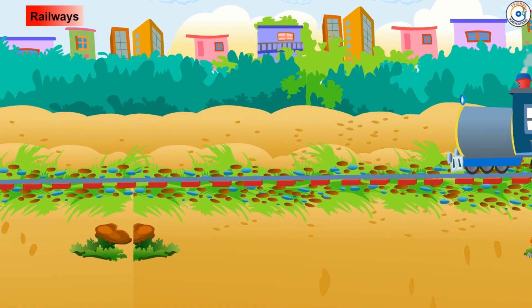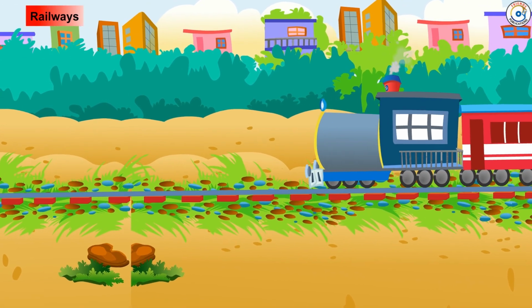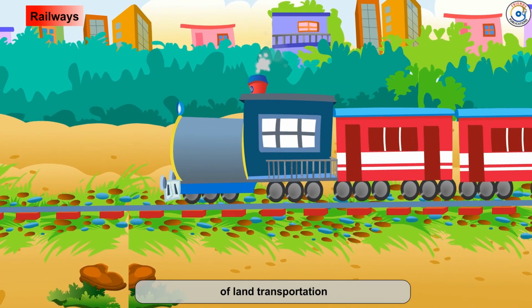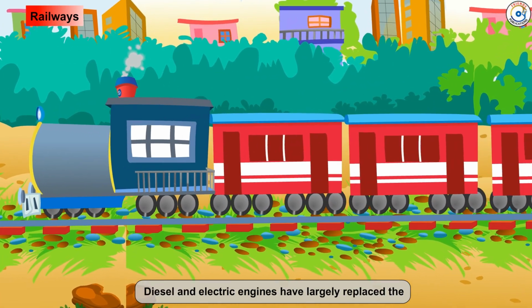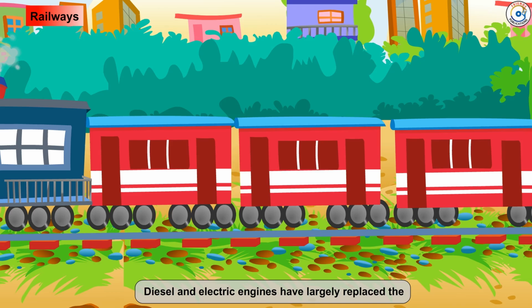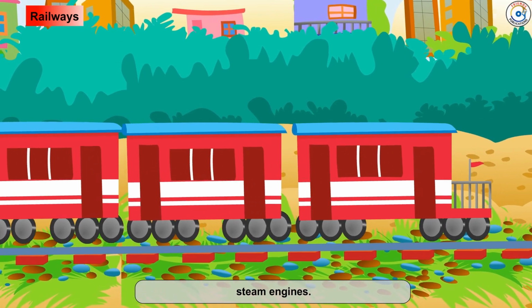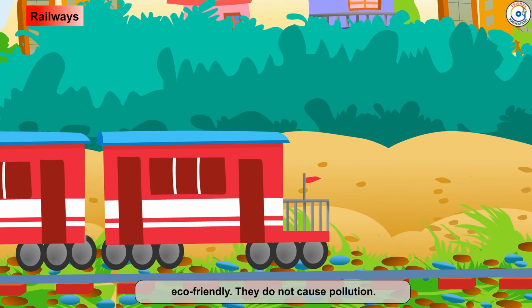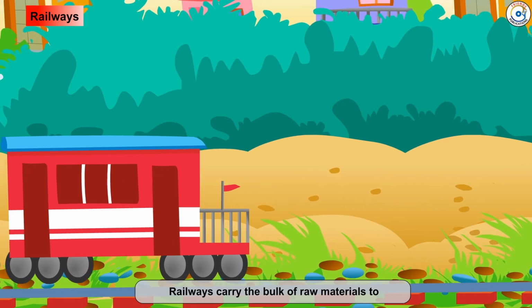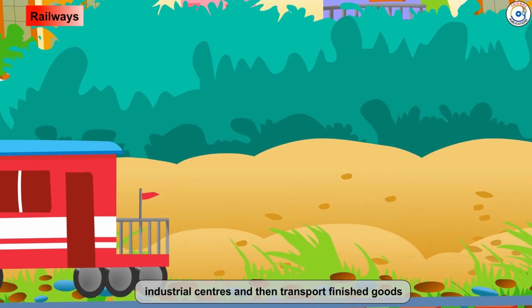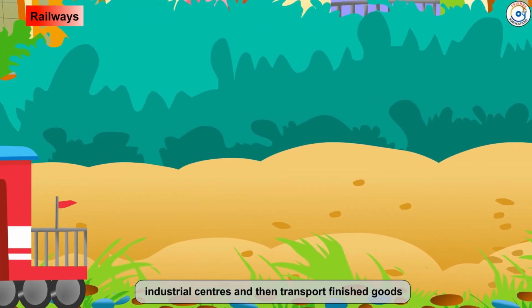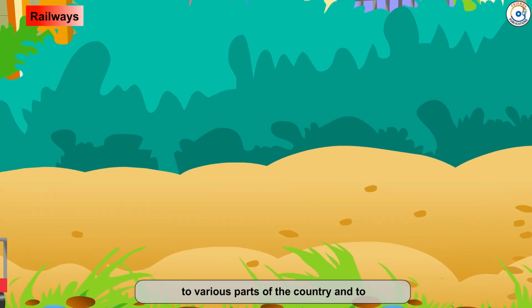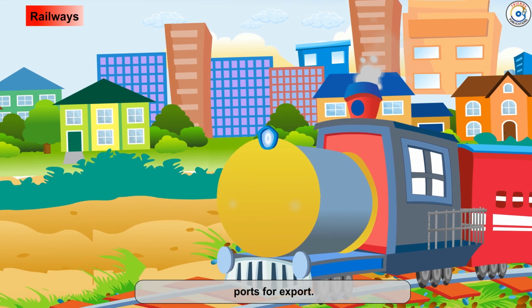Railways. Railways are the fastest and the cheapest means of land transportation over longer distances. Diesel and electric engines have largely replaced the steam engines. Electric engines are fast and eco-friendly. They don't cause pollution. Railways carry the bulk of raw materials to industrial centers and then transport finished goods to various parts of the country and to ports for export.